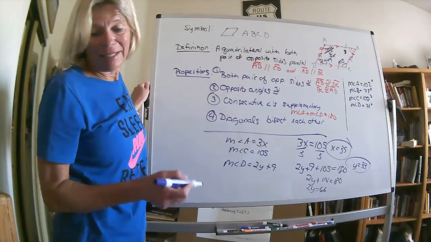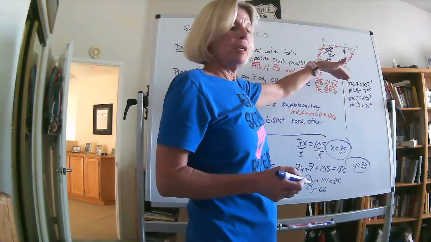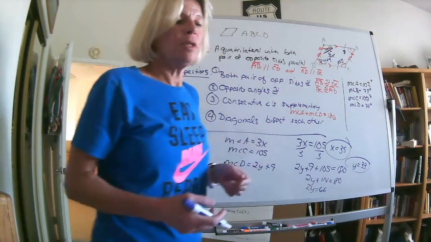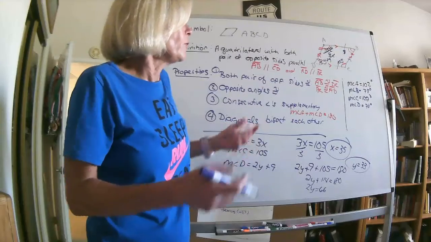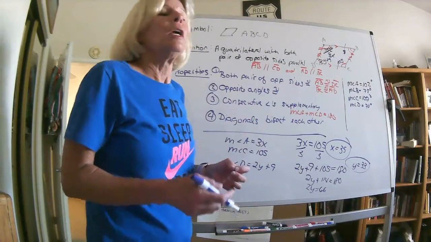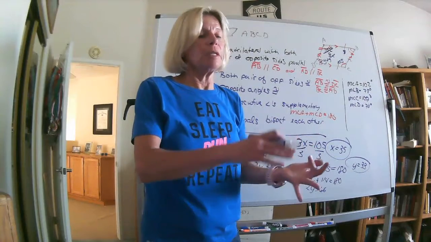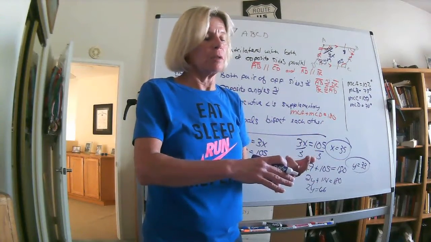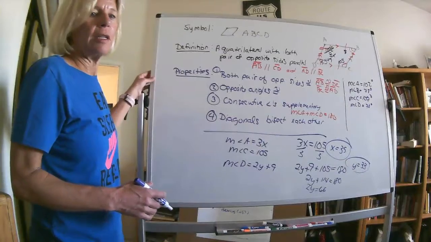I could do a similar thing with sides. If I knew AB and DC, I would simply set those two sides equal to find the value of whatever variable I was looking for. The important thing is to know the difference between whether you're looking at sides or you're looking at angles. Let's look at a little more complicated example.